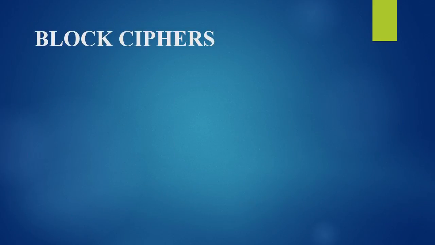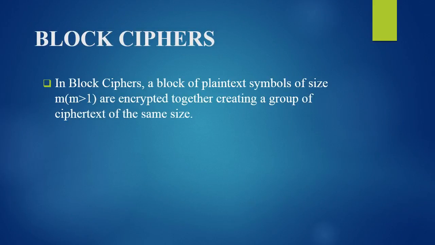Block ciphers. In block ciphers, a block of plain text symbols of size M, where M should be greater than 1, are encrypted together, creating a group of ciphertext of the same size. Now, note the difference. In stream ciphers, we are using one character of plain text to generate one character of ciphertext. In block ciphers, we are using one block of plain text to generate one block of ciphertext.